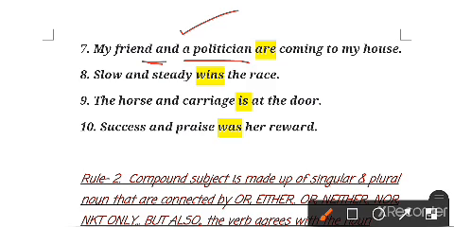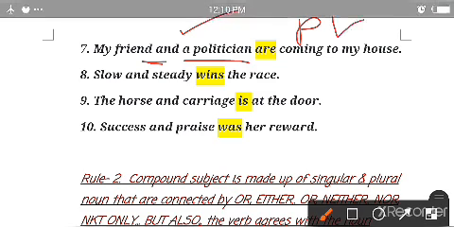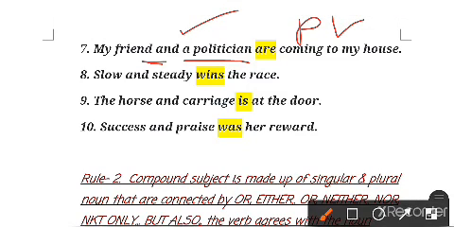Okay, so that is why here is a plural verb. Clear? Slow and steady wins the race. Slow and steady, now they both are giving the same sense, so that is why here is a singular verb. The horse and carriage are giving the same sense. That is why we cannot separate horse and carriage into different senses. So that is why both are the same.